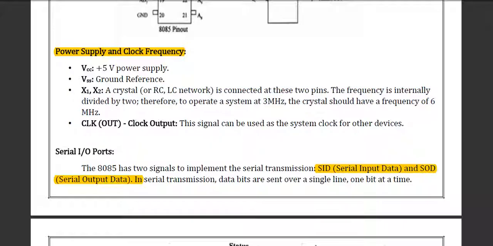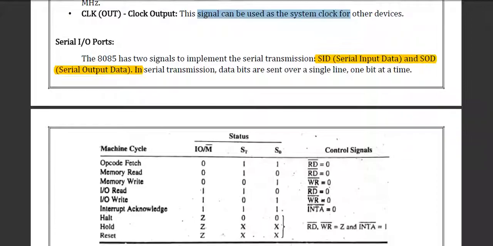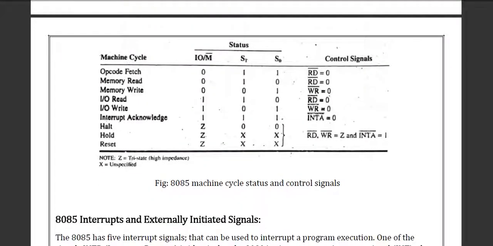Now clock out is the signal that can be used as the system clock. Serial input and serial output: SID is the serial input data and SOD is the serial output data. This diagram is very important for your examination question. This is the machine cycle status or the control signals.